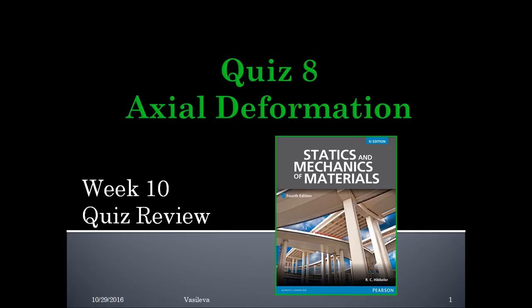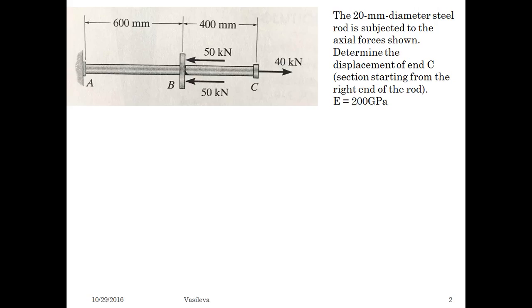Okay, so it seems like there's still a lot of confusion on axial deformation, so we're going to do a quick review of quiz 8. So we have this steel rod, 20 millimeter diameter, with the axial forces shown, the 50, 50, and the 40. They want you to determine the displacement of C, starting from the right end of the rod. So basically what that's asking for is what is the total displacement of C with respect to A. So displacement AC. And they give you Young's modulus.